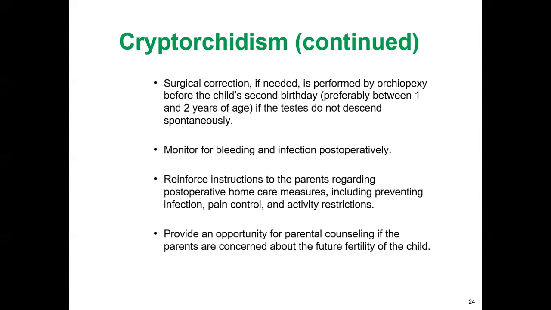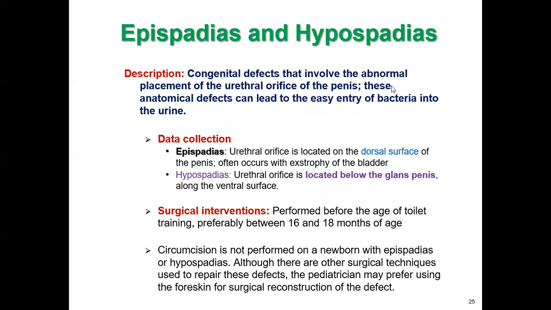So what next? Next, we are going to cover two keywords or terminologies: epispadias and hypospadias. Epispadias or hypospadias is a congenital defect that involves the abnormal placement of the urethral orifice of the penis. And this anatomical defect can lead to easy entry of bacteria into the urine.